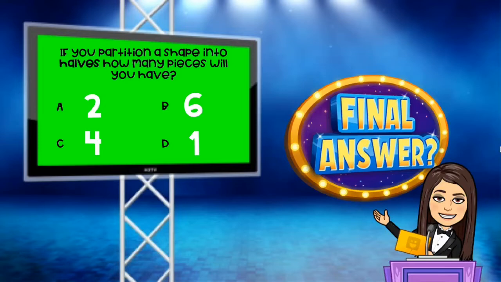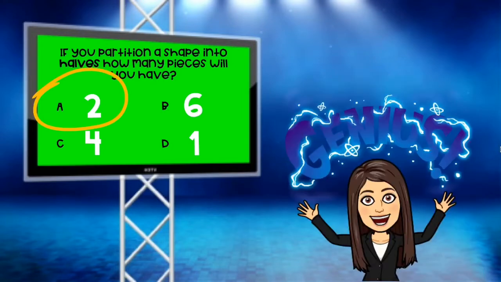Do you have your final answer? If you partition a shape into halves, you will have 2 pieces. Remember that if we have a shape and we partition it in half, we will have 2 halves.